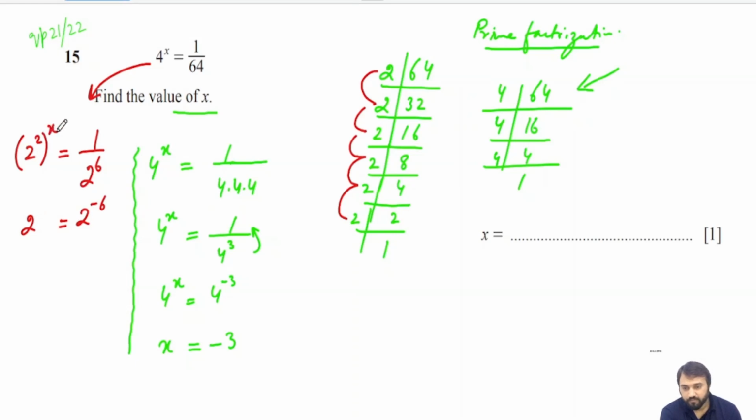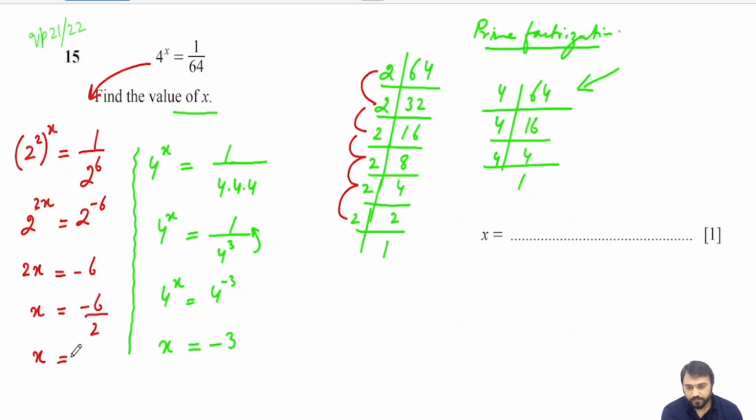Okay, we have power of power, we multiply. So 2 into x, that will be 2x. We have the same bases, so powers will be equal. 2x is equal to -6. Now we can find the value of x here. 2 is multiplying. When it moves, it will divide.